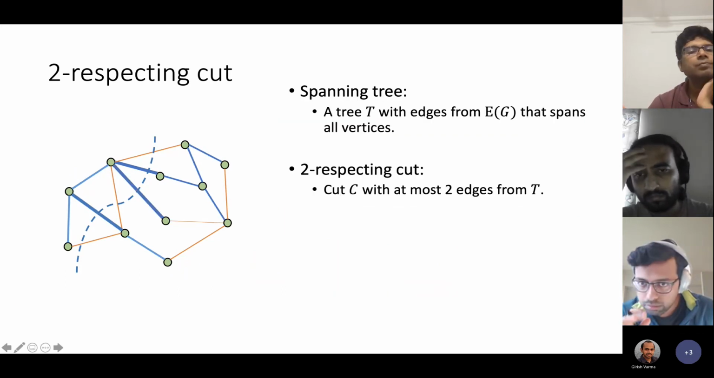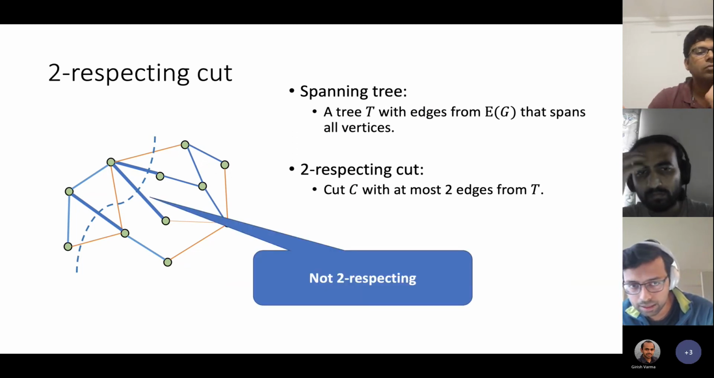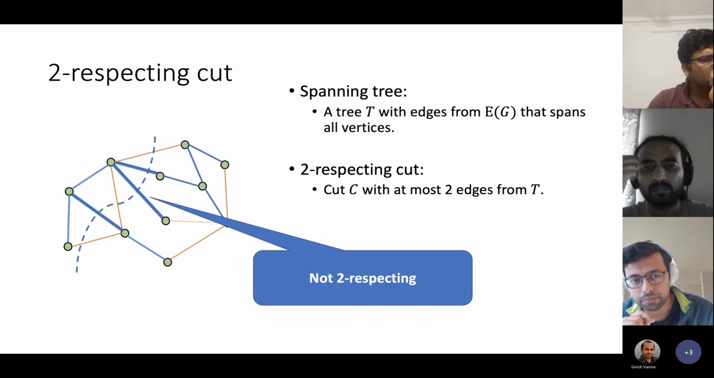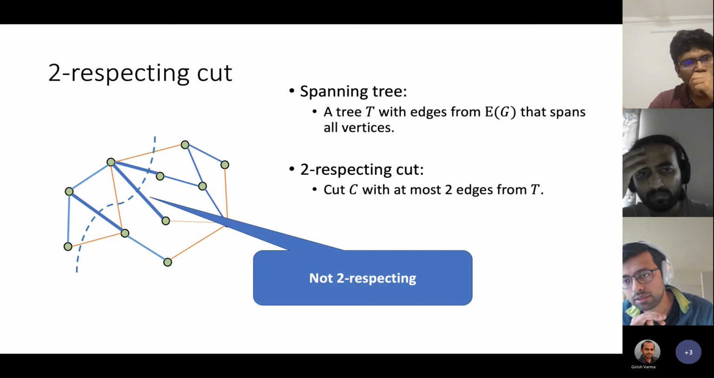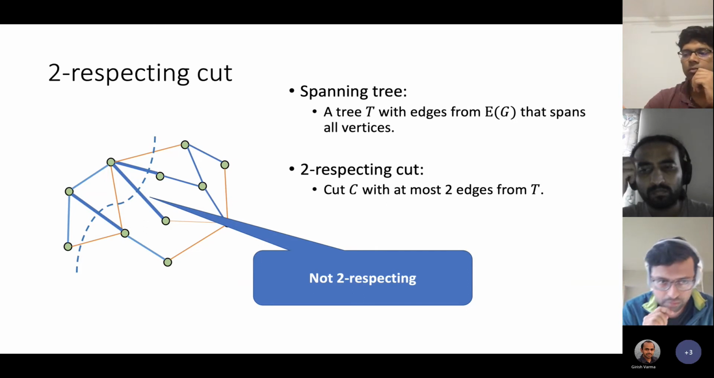Just to make the point home, if you look at this picture right now, this is not a two-respecting cut, because the number of edges of the spanning tree, which is in blue, that are taking part in the cut is 3. So it's a 3-respecting min-cut, but not a 2-respecting min-cut. We are specifically interested in 2.